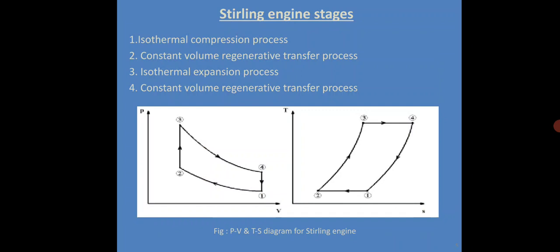Stirling engine stage. There are mainly four types of stages. First one is isothermal compression process. Second one is constant volume regenerative transfer process. Third one is isothermal expansion process. Fourth one, constant volume regenerative transfer process.